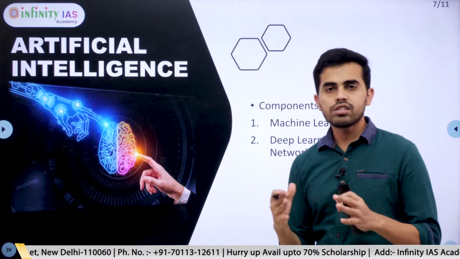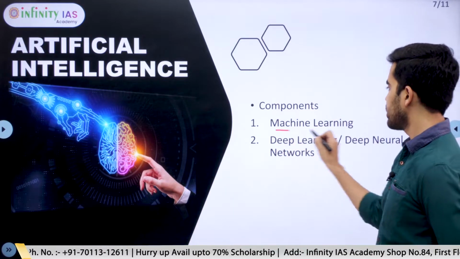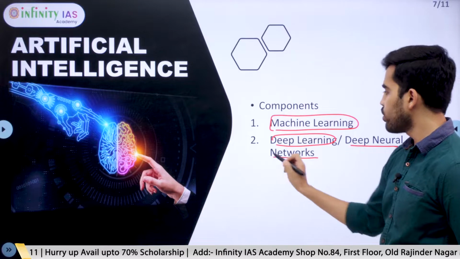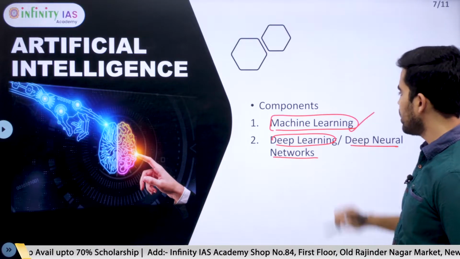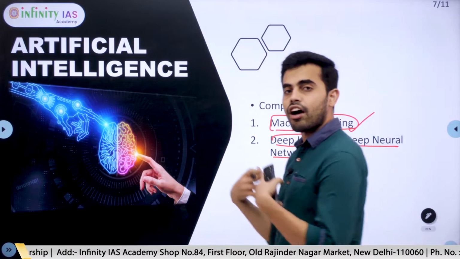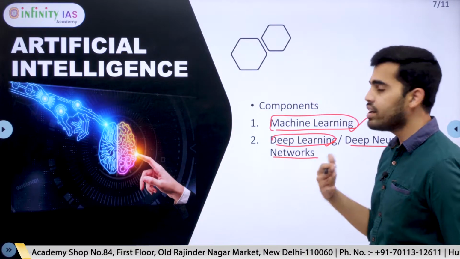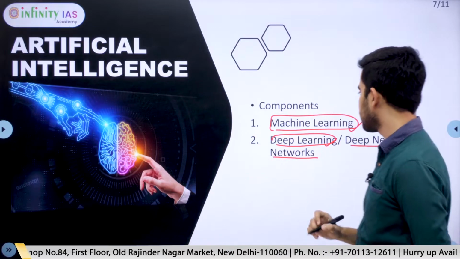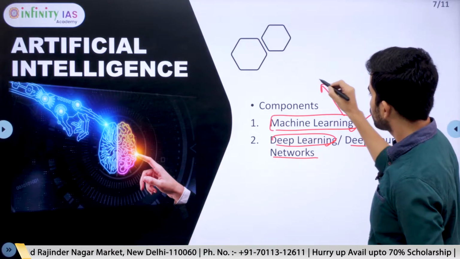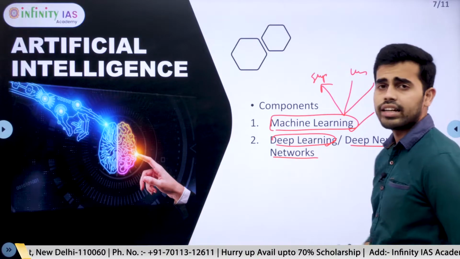There are some components or terms we use when we are reading about artificial intelligence. It is machine learning and deep learning or deep neural networks. Machine learning or deep learning are technical concepts where after giving some data, the computer tries to learn something new and will come up with the final results. Machine learning can be of various subtypes such as supervised learning, unsupervised learning, semi-supervised learning, etc.